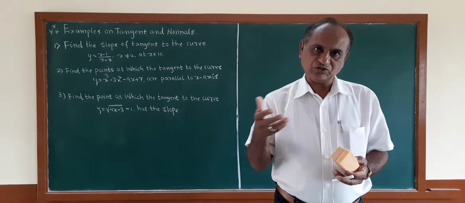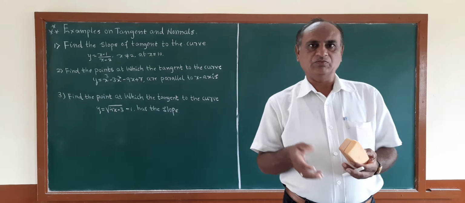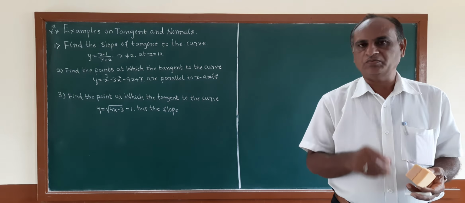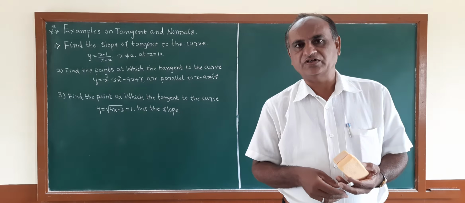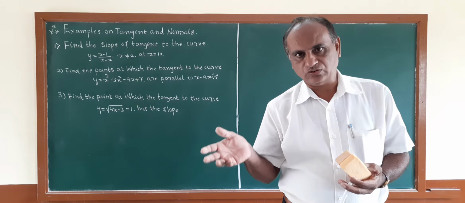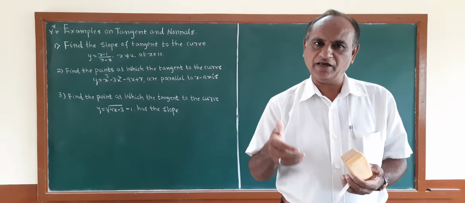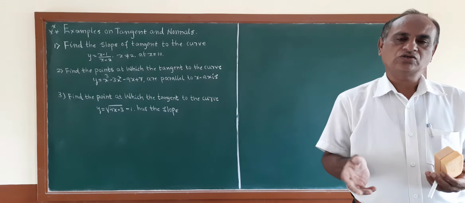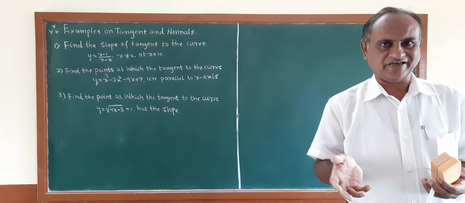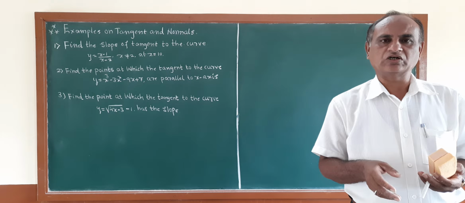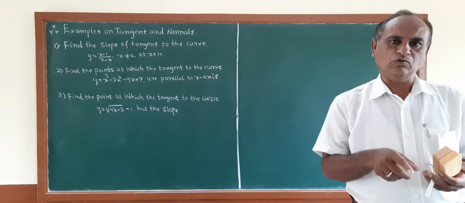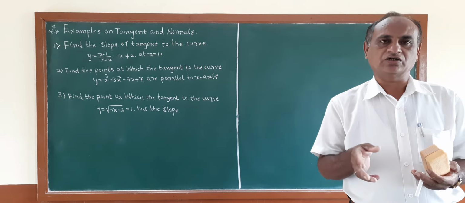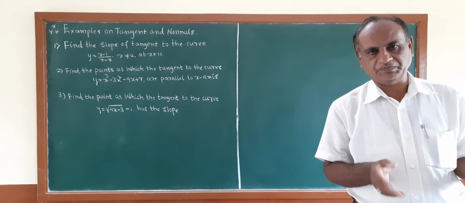Next, note this point: if m1 is equal to m2, so the slope of the first curve is equal to the slope of the second curve, therefore the two curves touch each other. And if m1 into m2 is equal to minus 1, therefore the two curves cut orthogonally. Okay, so this is the theory part.